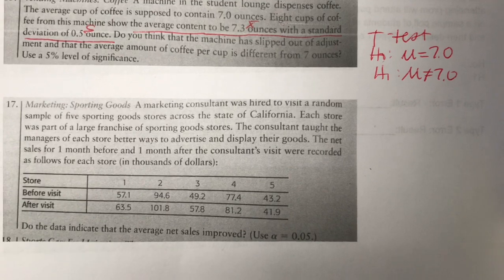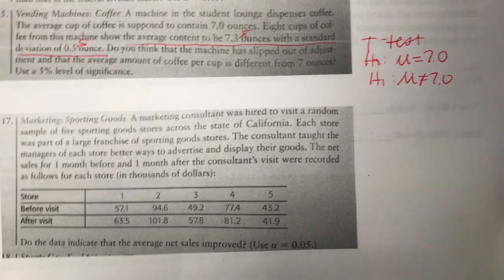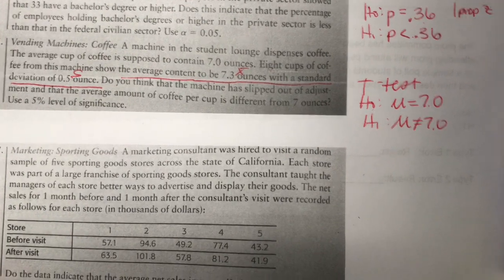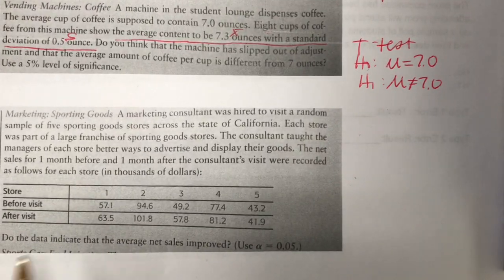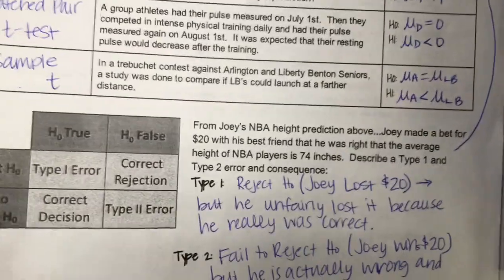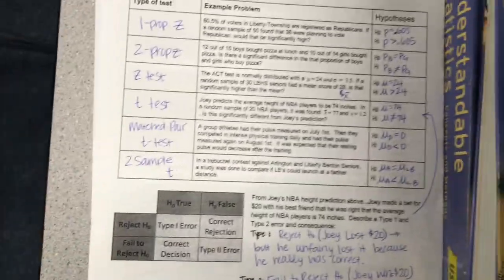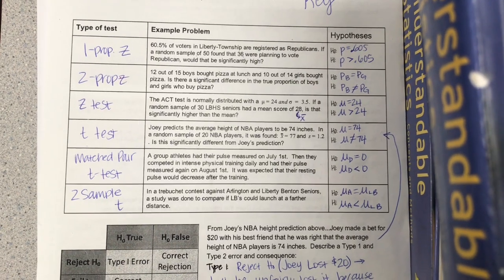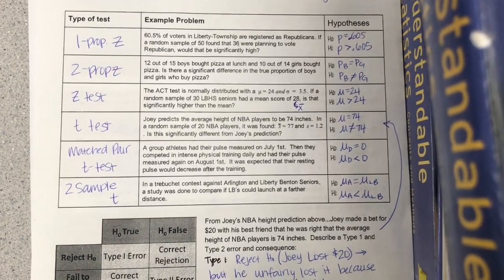Okay, finally, sporting goods, number 17. A manager taught the store better ways to advertise and display their goods, and they have a before and after. So hopefully, if you look at this, before and after, the only one that makes sense is the matched pair. And look how we write a hypothesis there for a matched pair.